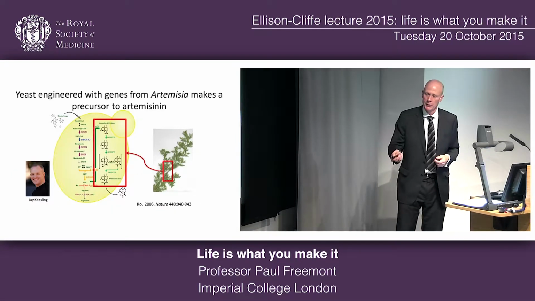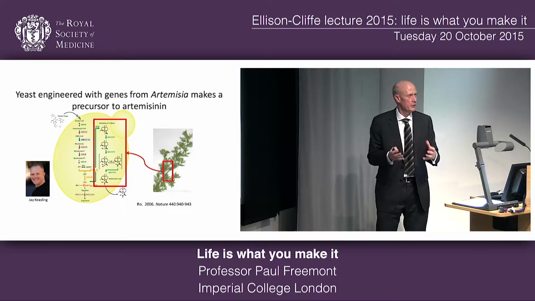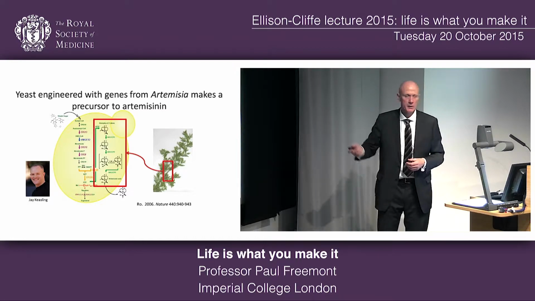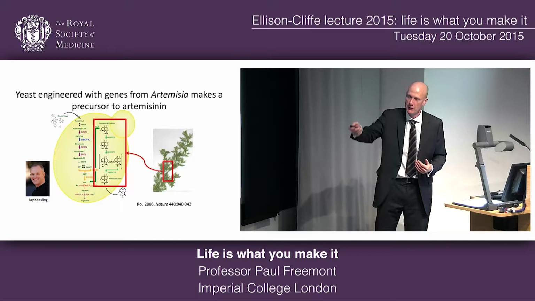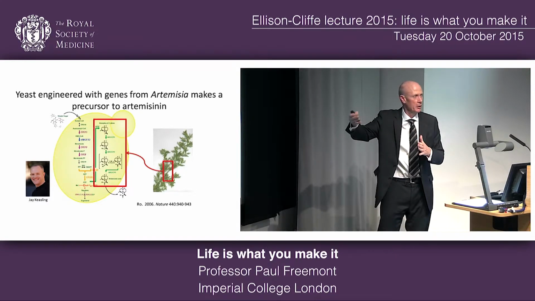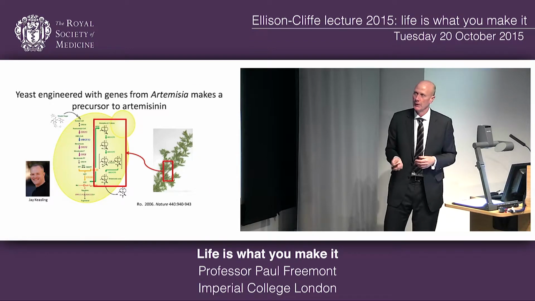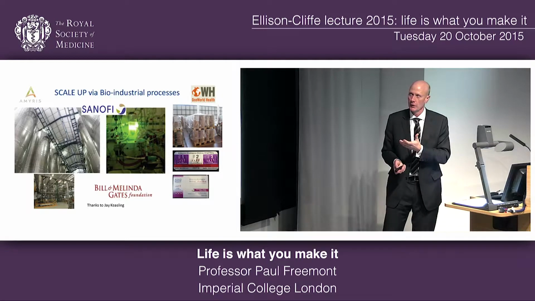Now here's Jay Keasling, an amazing American scientist who decided, well, let's try and make Artemisinin in a yeast cell. Let's take the genes that make the molecule from the wormwood plant. Let's transfer them into yeast. Let's systematically engineer a metabolic pathway to produce the precursors of Artemisinin. And guess what? He achieved it. And that was the first publication in 2006.